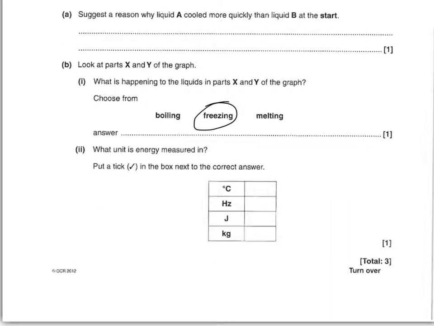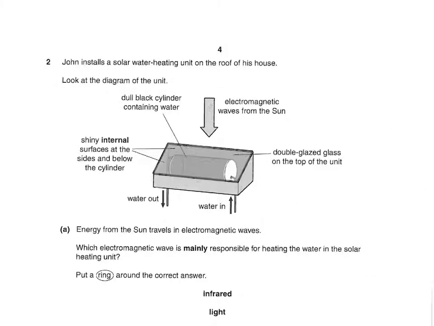And then what is energy measured in? You'll get a mark there if you tick joules. Energy is measured in joules. Next question says, John installs a solar water heating unit on the roof of his house. Look at the diagram of this unit. So there it is. There's a dull black container containing the water, double glazed glass on the top, shiny internal surfaces on the sides and below the cylinder, then water out and water in.